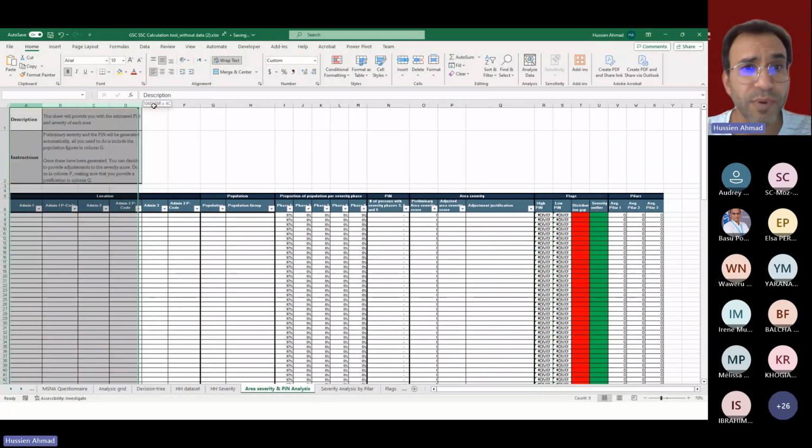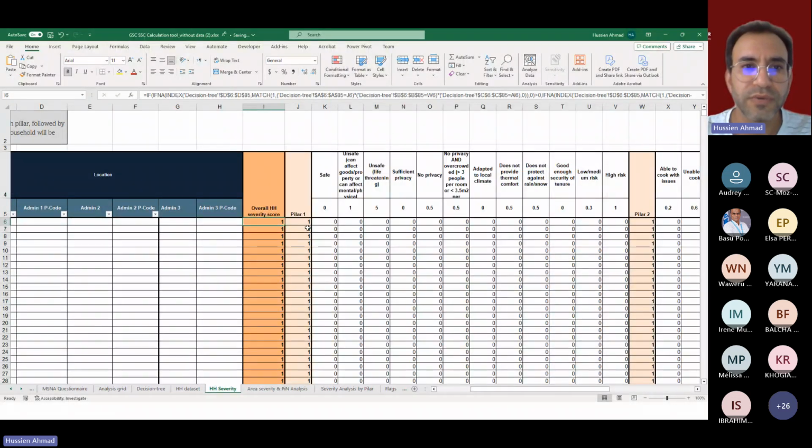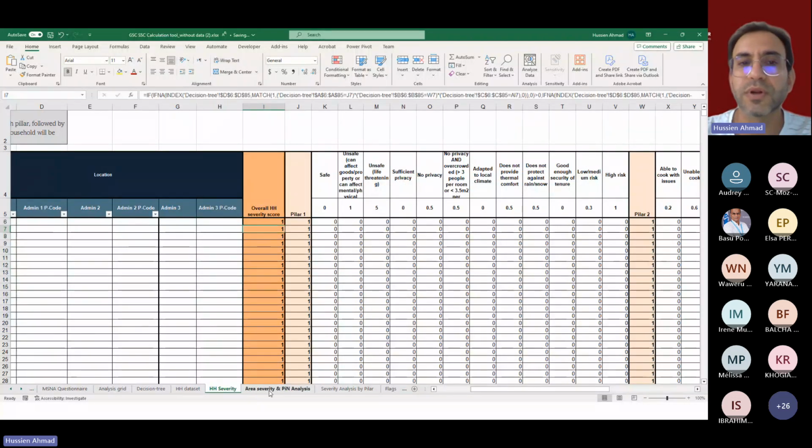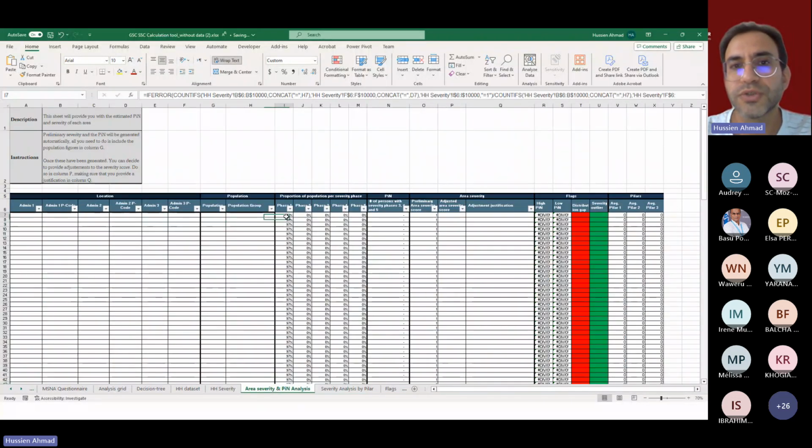Once you have populated these values here, automatically we will go back to the household level severity. We will take the percentages of households for each admin 3, for example, living in severity 1, living in severity 2, living in severity 3, 4, and 5. And those percentages will be populated here automatically. Based on that, we will calculate the PIN number and the preliminary severity score for that area.